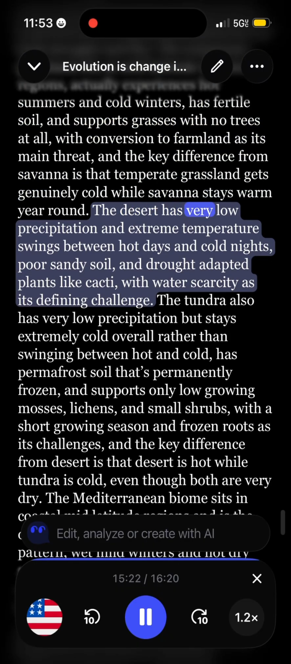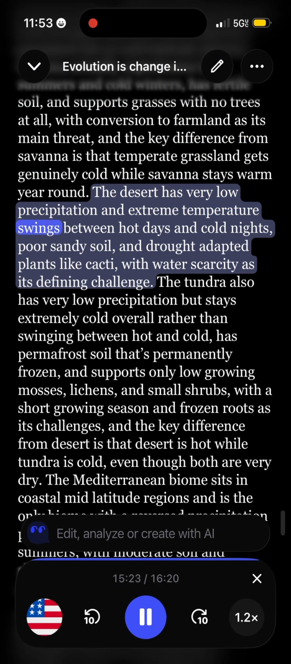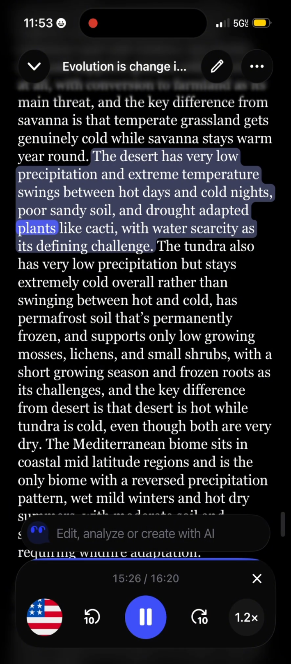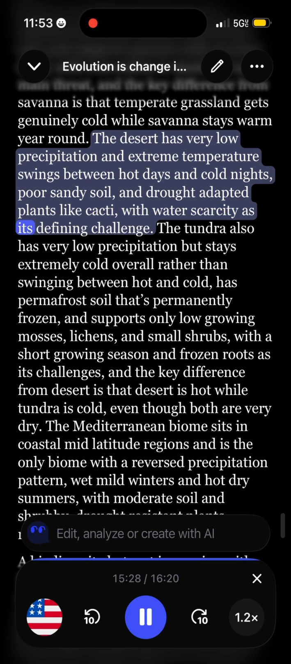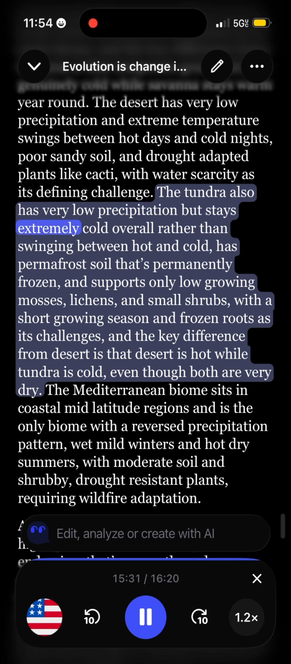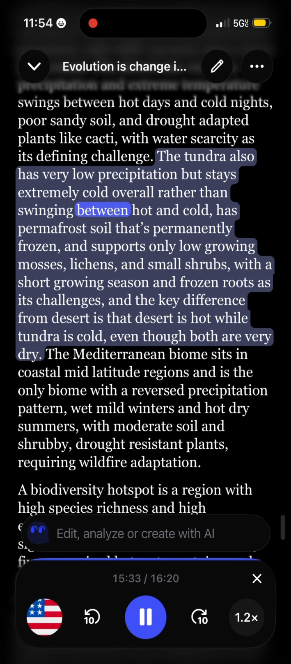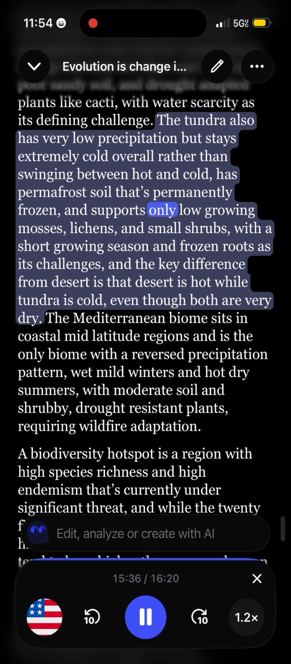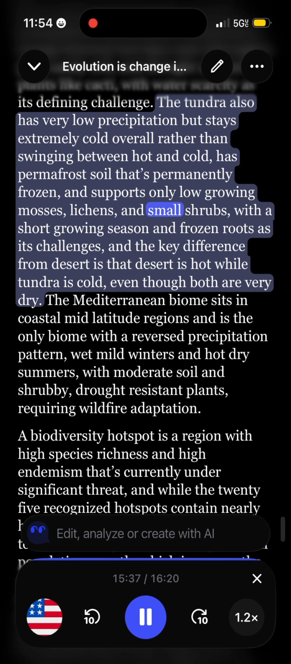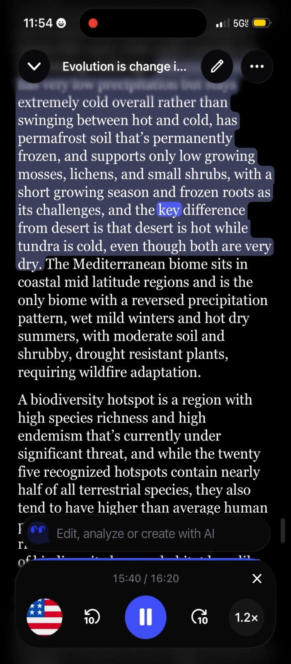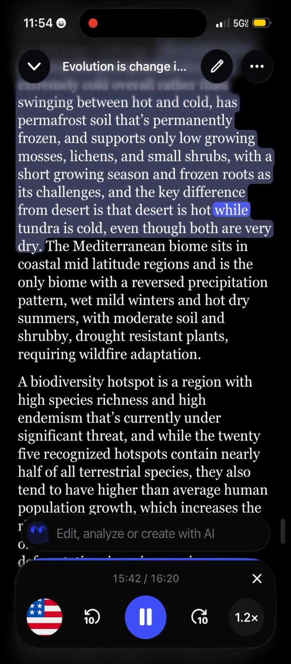The desert has very low precipitation and extreme temperature swings between hot days and cold nights, poor sandy soil, and drought-adapted plants like cacti, with water scarcity as its defining challenge. The tundra also has very low precipitation but stays extremely cold overall rather than swinging between hot and cold, has permafrost soil that's permanently frozen, and supports only low-growing mosses, lichens, and small shrubs, with a short growing season and frozen roots as its challenges. And the key difference from desert is that desert is hot while tundra is cold.